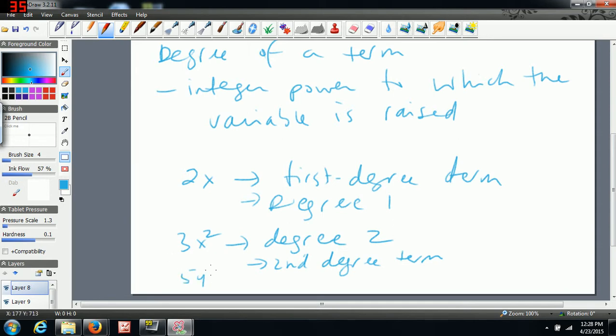Finally, if we have 5y to the 9th, that's a 9th degree term. So the degree of that term is 9. We just look at the power of the variable to figure out the degree. Now in the first case, there's nothing written for the power, but we know that if there's nothing written, there's actually a 1. Okay? So this here is a 9th degree term.